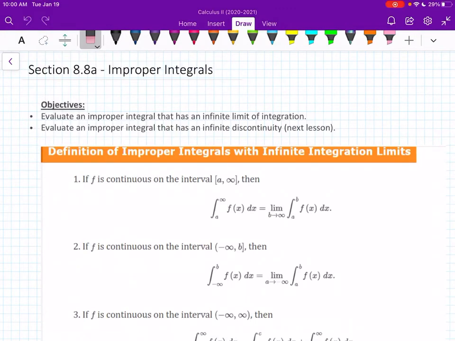Good morning. Today's lesson we're talking about improper integrals. So we're going to split this into two lessons. Today we're going to talk about how we evaluate an improper integral that has infinite limits of integration. And then next lesson we're going to talk about how to evaluate an improper integral that has an infinite discontinuity within the interval of integration.